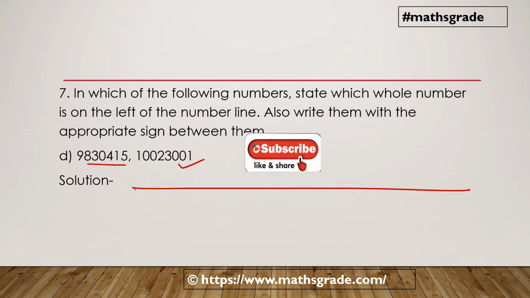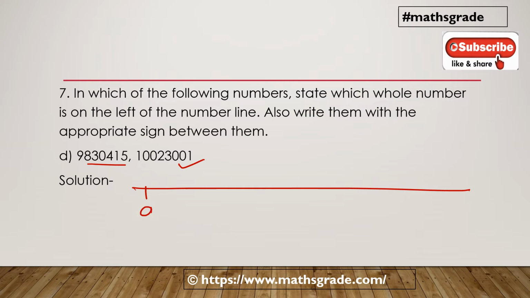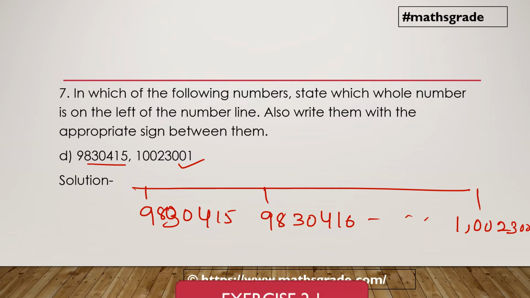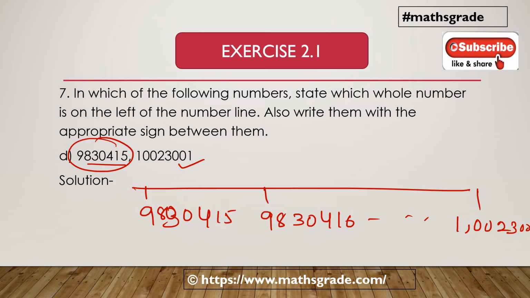So on this number line, first place the 98 lakh, 30,415. Then suppose this is 98,30,416, like this. Suppose this is 1,23,001. So 1,23,001 is the bigger number than 98,30,415. And this number is the smaller number, so it will be on the left hand side of the number line.